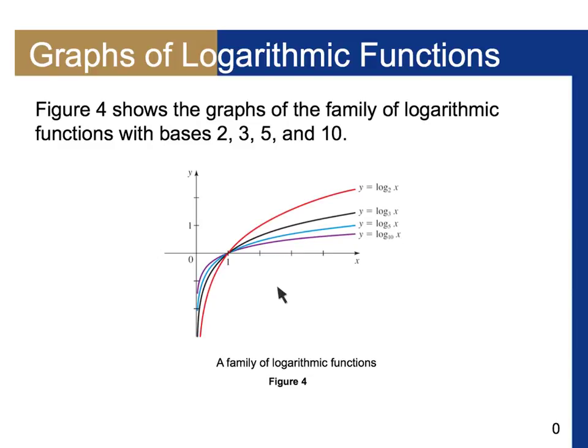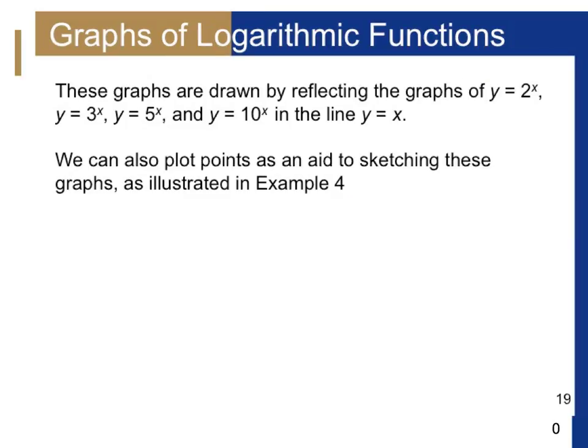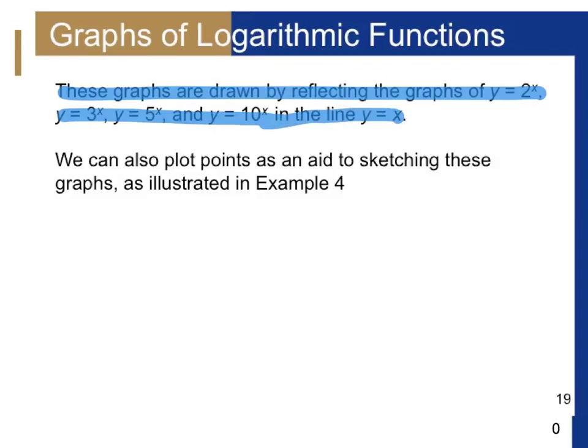Okay, so it's actually a reflection of 2 to the x and 3 to the x and 5 to the x and 10 to the x, right? If we look at those, they're going to be up here. Okay, and they would just be a reflection of those across the line y equals x. So we'll look at that graph in class too, just to verify that. We'll look at this family, compare it to the 2 to the x, 3 to the x, 5 to the x, and 10 to the x. So as I said, these graphs are drawn by reflecting the graphs of 2 to the x, 3 to the x, 5 to the x, and 10 to the x across the line y equals x.